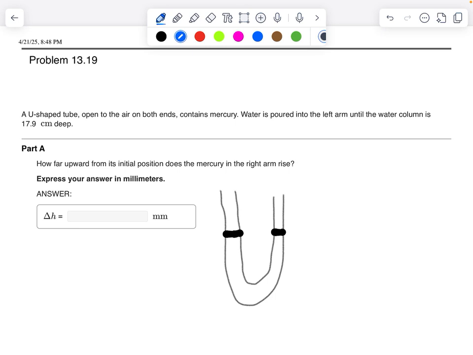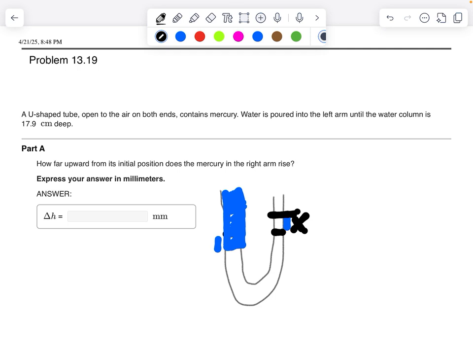And what that's going to do is push the mercury down over here a certain amount, and it's going to push this mercury up a certain amount. So we're going to get water in here, okay, water over here. And this mercury will have gone up to this point right here. Okay, so this is the X. This is the amount I'm looking for.